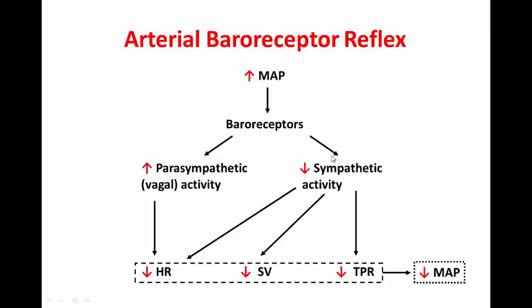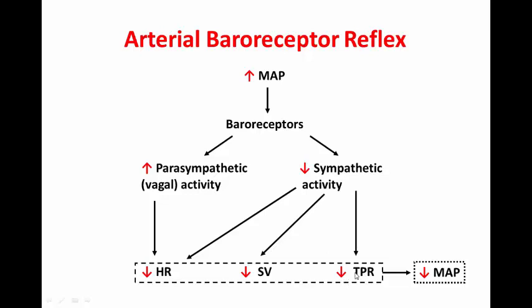As a result, the cardioacceleratory center is inhibited, resulting in decreased sympathetic activity. The decreased sympathetic activity results in slowing of the heart, and with decreased sympathetic activity, the left ventricle would eject less stroke volume because of the decreased contractility. The decreased heart rate together with the decreased stroke volume would result in decreased cardiac output.